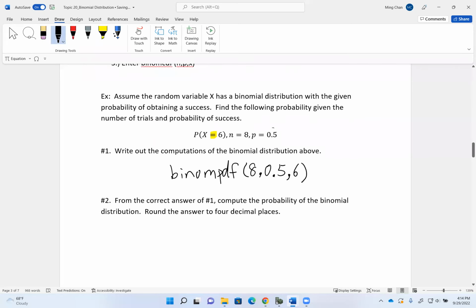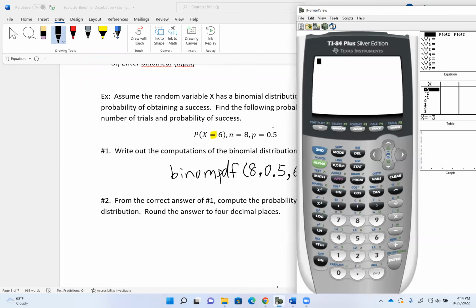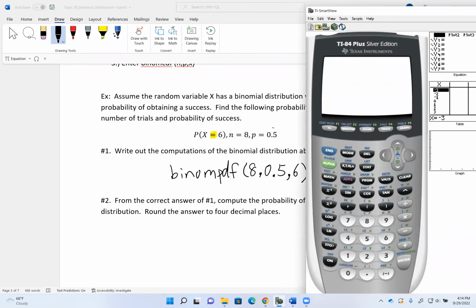All right, let's use our calculator to find this answer. We're going to round to 4 decimal places. Probability always rounds to 4 decimal places. Press second, then distribution, and go down until you find binomial PDF. I'm trying to find the probability of exactly 6 successes for this binomial distribution.